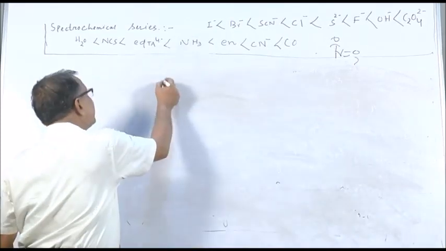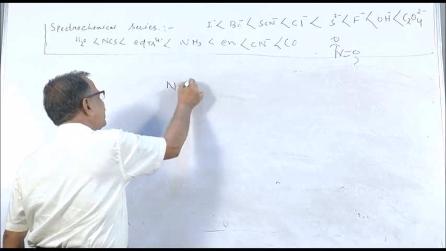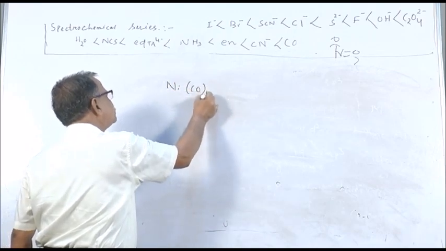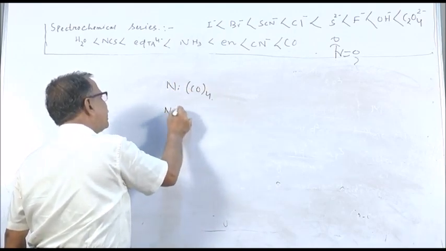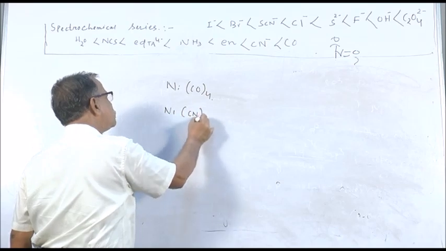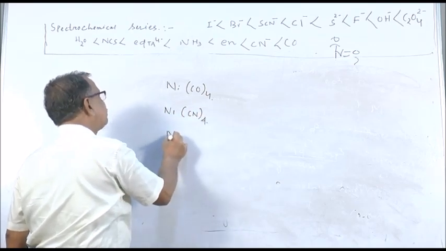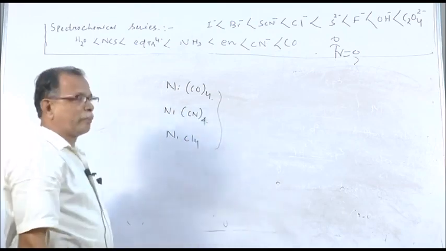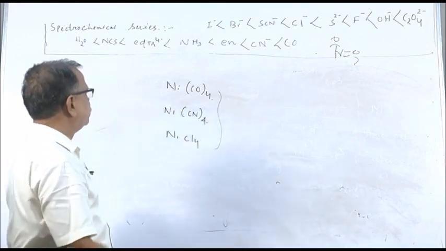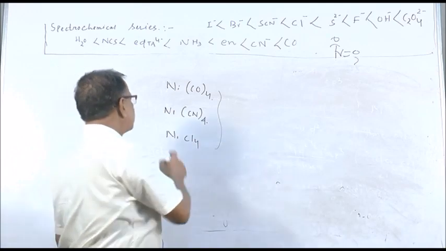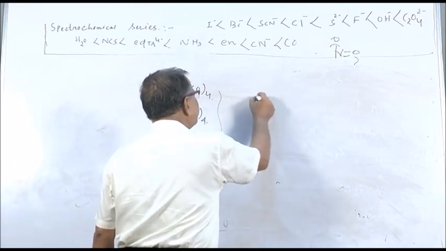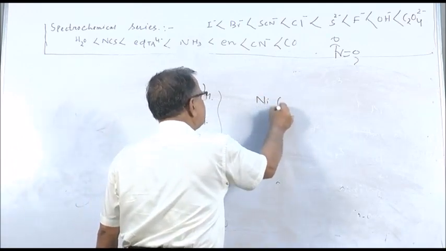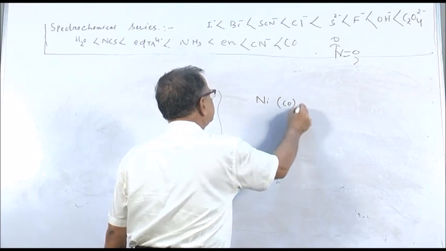Suppose you take nickel complexes: Ni(CO)4, Ni(CN)4, NiCl4. Let us discuss the structure of these compounds having coordination number 4. First, we discuss the Ni(CO)4 complex.